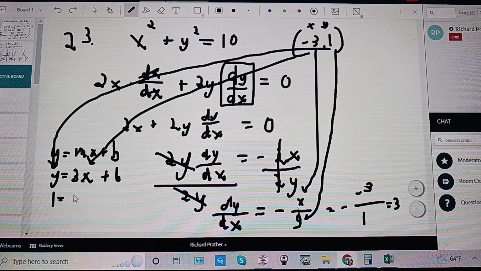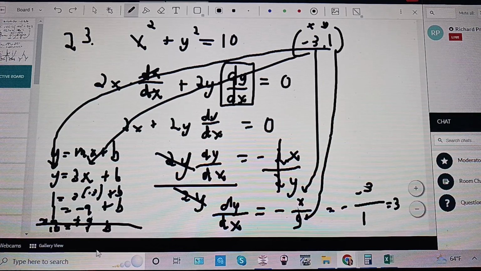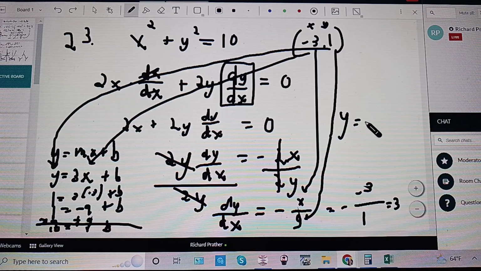But I can plug x and y into this equation too, because this line touches that point. So 1 equals 3 times negative 3 plus b. 1 equals negative 9 plus b. Add 9. And I ran out of room here, but b equals 10. So the equation of the tangent line should be y equals 3x. We already knew it was going to be 3x. And then I now know the y-intercept's 10, so plus 10.